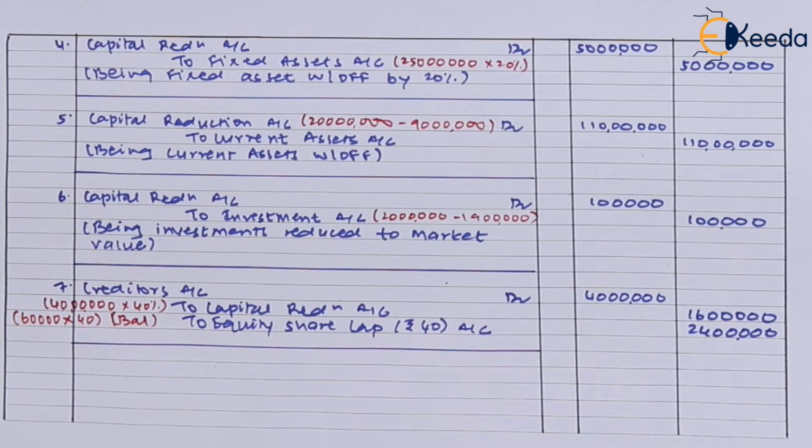Friends, you can notice the entry. Creditors account debit 40 lakhs, to capital reduction account, 40% amount he waived. Amount comes to 16 lakhs. The remaining amount is 24 lakhs, which is paid by way of equity shares of rupees 40 each, for which narration we are writing now.